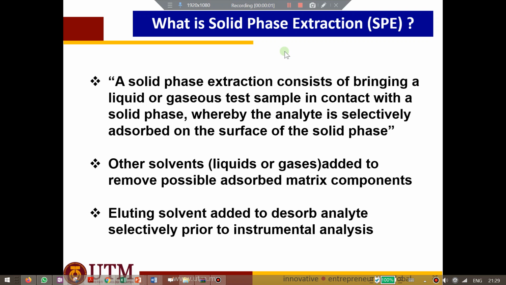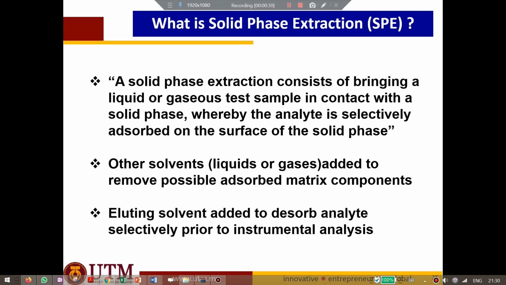Okay, the next one we will move into solid phase extraction. Solid phase extraction is one of the methods to somehow overcome the disadvantages of the conventional liquid extraction method, because solid phase extraction is much more selective, and of course the amount of solvent used in solid phase extraction is very minimal compared to conventional liquid extraction.